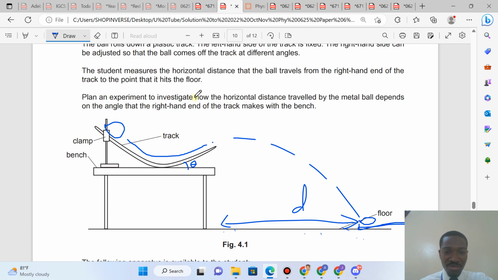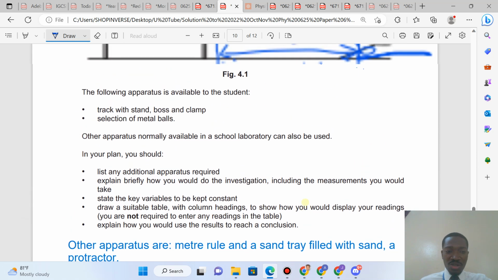Plan an experiment to investigate how the horizontal distance traveled by the metal ball depends on the angle that the right hand end of the track makes with the bench. That is this angle theta here between this right hand side of the track and the bench. So once you plot a graph of this distance against this angle, then you get the slope and you determine whether as the angle increases, the distance increases, or whether as the angle increases, distance reduces, from the slope. That's all. But the question does not leave you with that.